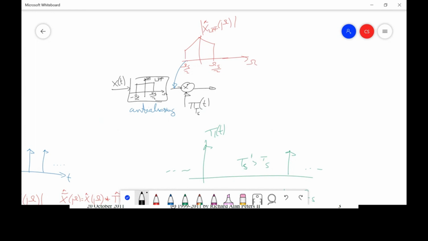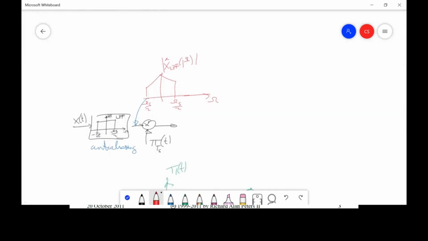You can sample, and then at the very end, your spectrum would be something like this. The spectrum of X(e^{j omega}) would be something, this is minus pi to pi. And then it is repeated. But you don't have aliasing because of this filter.